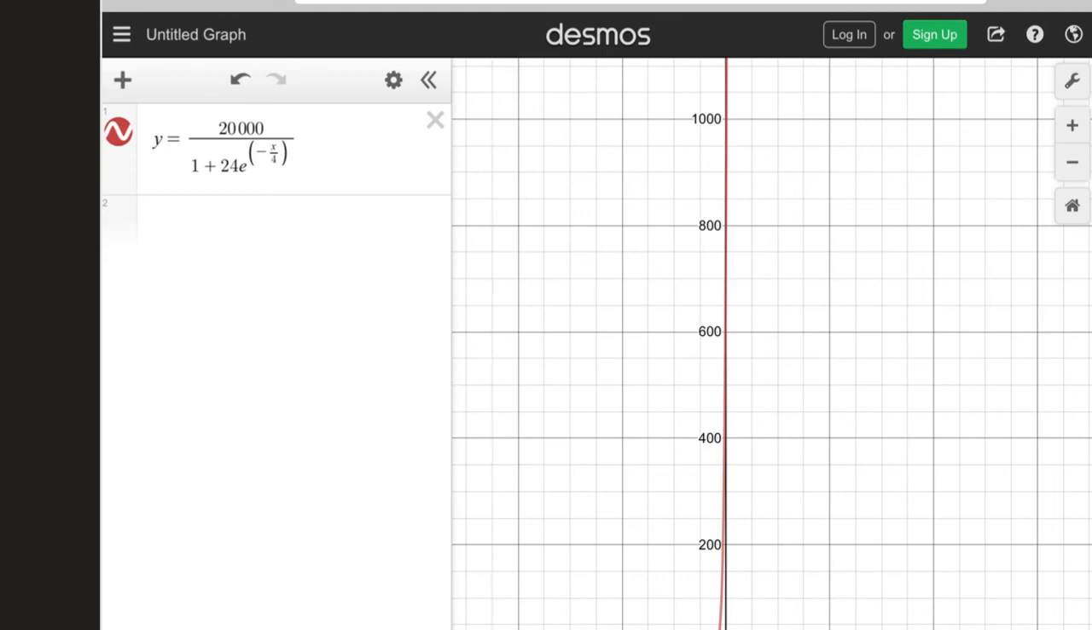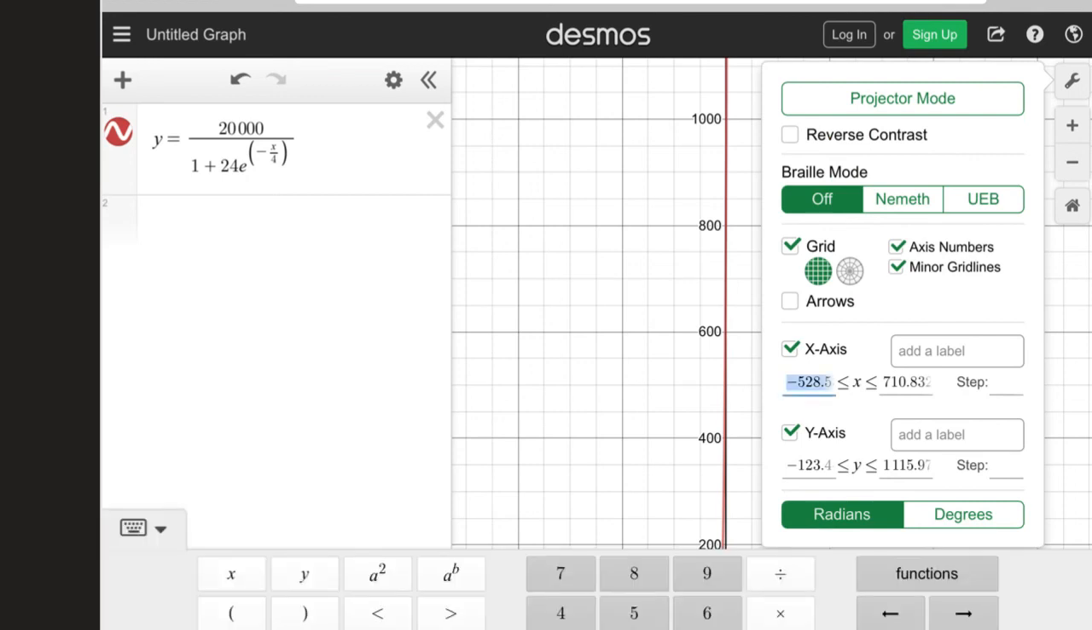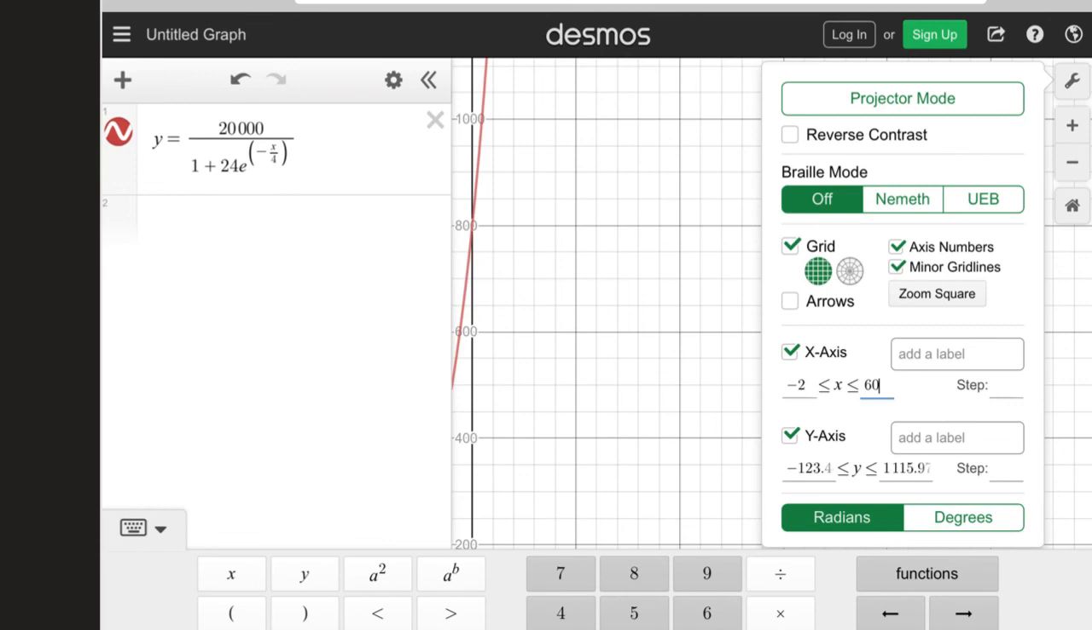So what I'm going to do is I'm really just going to tweak each function. Within my graph settings, I'm going to choose on my x-axis to go from negative 1 month. I'll even go negative 2 months, just so we can see a little to the left of the y-axis. And I'm going to go up to, let's say, 5 years. So let's go 60 months.